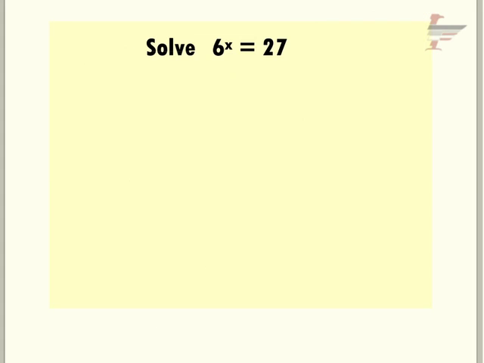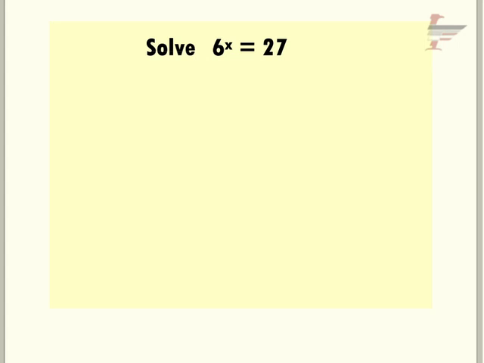This next one says solve 6 to the x equals 27. So you could estimate it. You know that 6 to the first is 6. You know 6 squared is 36. So it's somewhere in between 1 and 2. Probably closer to 2, so like 1.8, something like that. However, that's not going to cut it, so you have to algebraically find that exact answer.